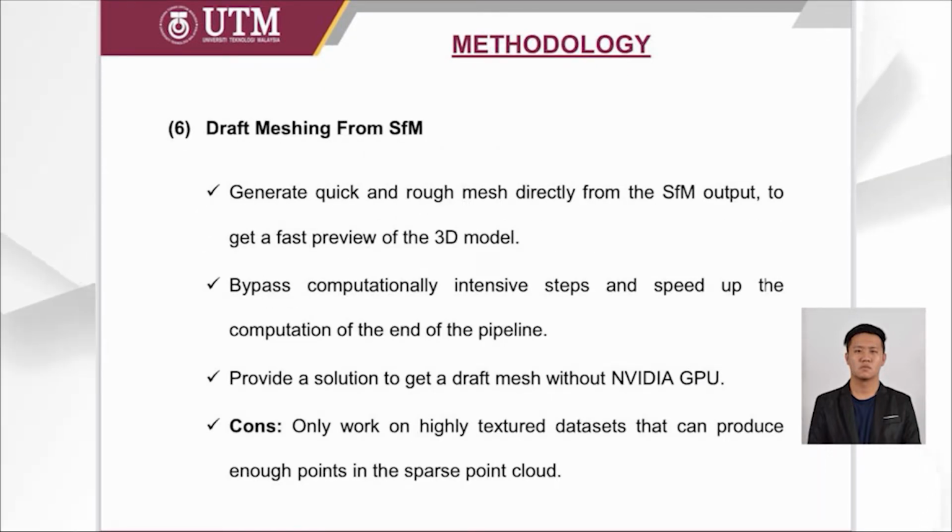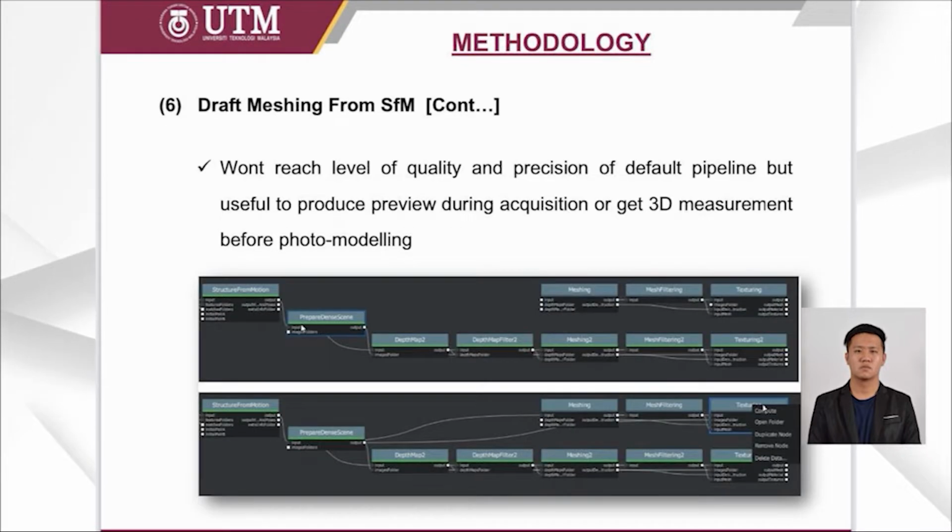So the sixth step is draft meshing from SfM. It generates a quick and rough mesh directly from the SfM output to get a fast preview of the 3D model. It bypasses computationally intensive steps and speeds up the computation at the end of the pipeline. It provides a solution to get a rough mesh without an NVIDIA GPU, and only works on highly textured datasets that can produce enough points in the sparse point cloud. It won't reach the quality and precision of the default pipeline, but it is useful to produce a preview during acquisition or to get 3D measurements before the photo modeling.